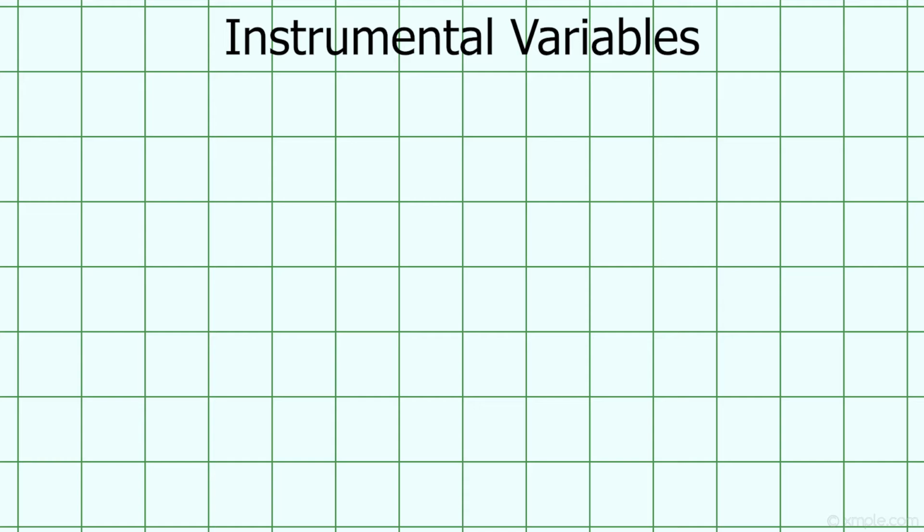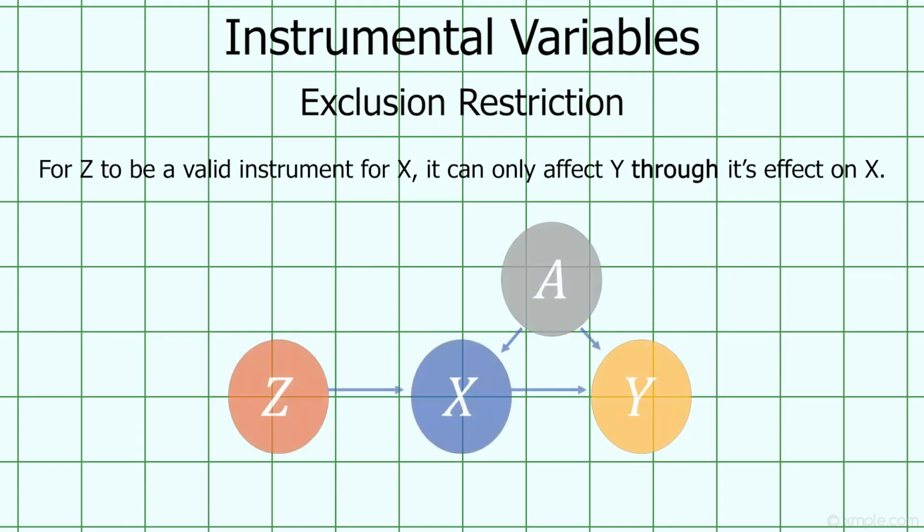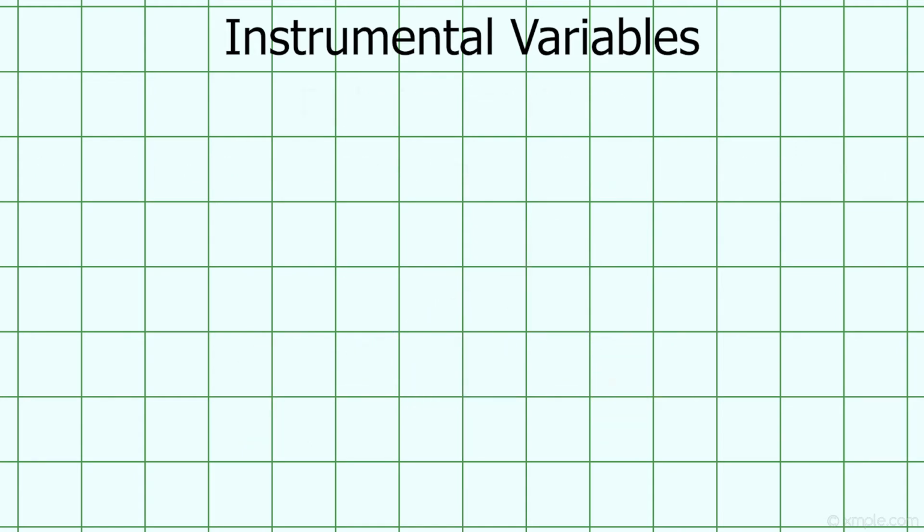The next criteria that must be met for Z to be an instrument for X is called the exclusion restriction. For Z to be a valid instrument to estimate X's effect on Y, Z can only affect Y through its effect on X. So, for example, the exclusion restriction is satisfied in this causal graph and violated in this causal graph. If there are any other mechanisms by which your instrumental variable might influence your dependent variable, then the exclusion restriction is being violated, and our ability to interpret the results of two-stage least squares causally is thrown into question.